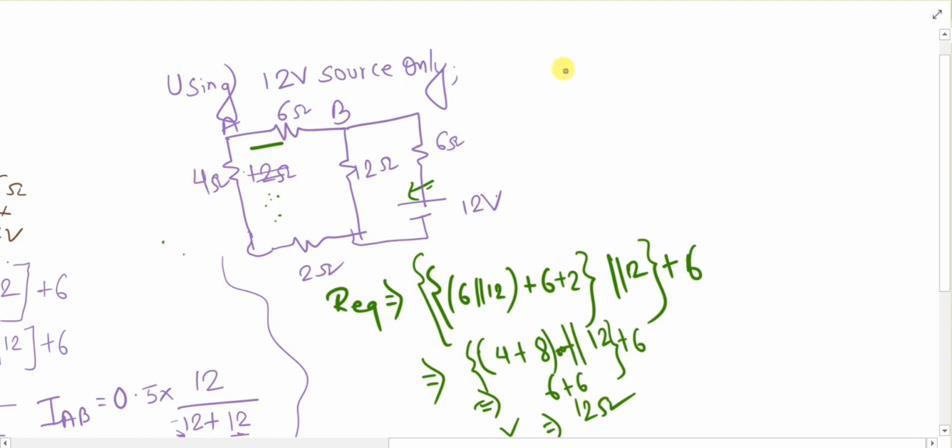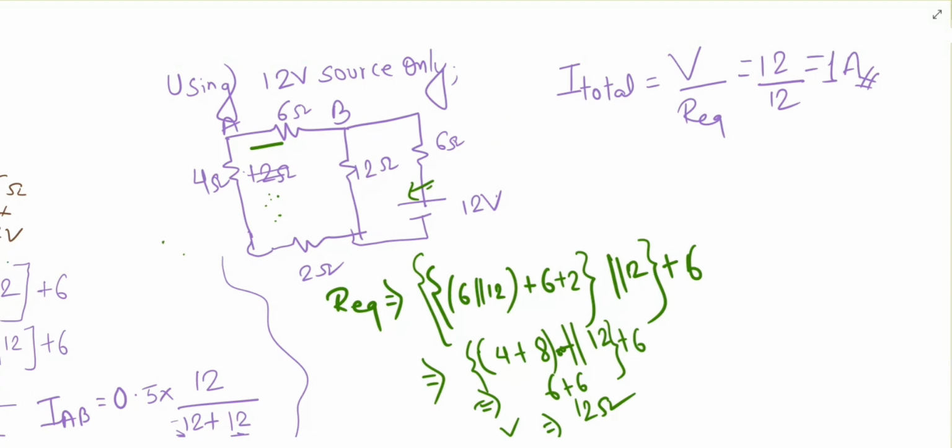Okay, now calculate I total for this case, which will be V by R equivalent, equal to 12 by 12, which is equal to 1 ampere. Okay, once you get the current, this 1 ampere will flow through this direction, from this point to this point. So till here you will get 1 ampere.